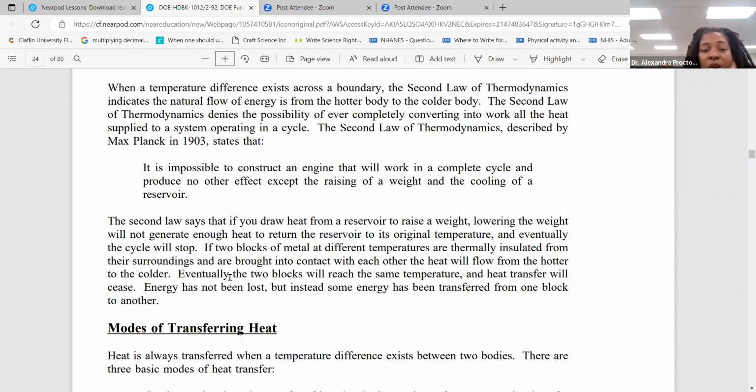So if two blocks of metal at different temperatures are thermally insulated from their surroundings and are brought into contact with each other, the heat will flow from the hotter to the colder. Eventually, the two blocks will reach the same temperature and the heat transfer will cease. And so energy has not been lost, but instead some energy has been transferred from one block to another.